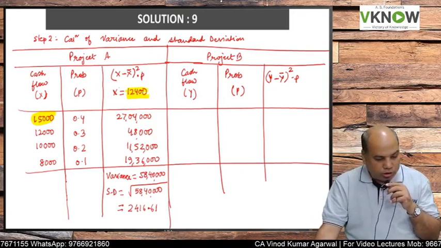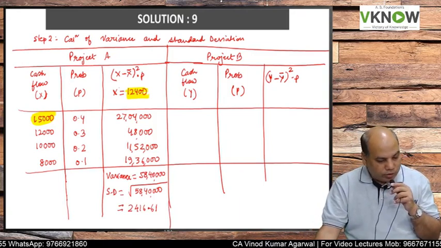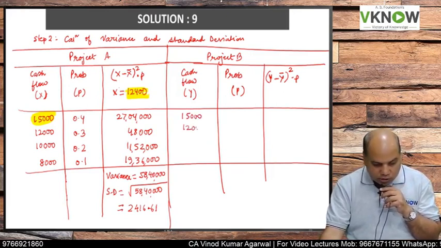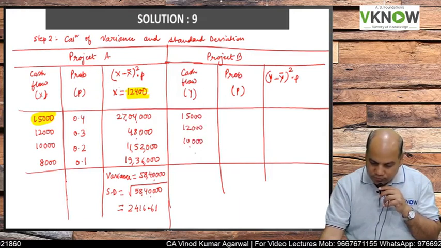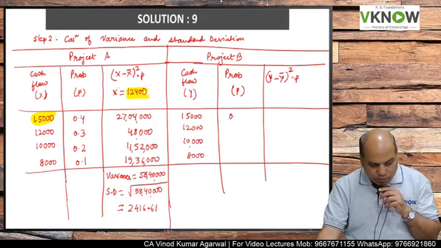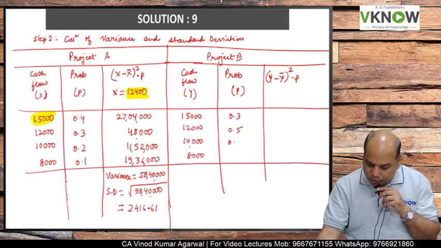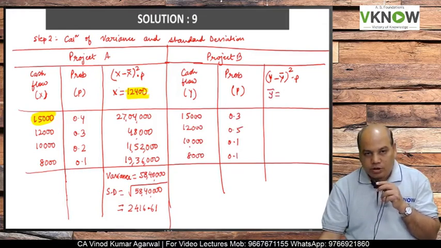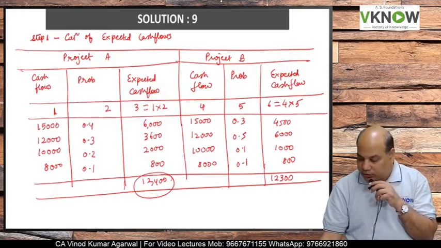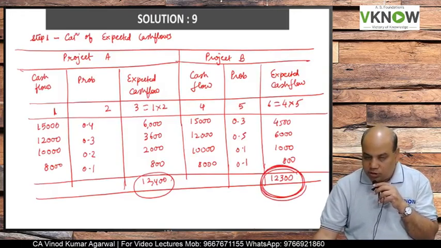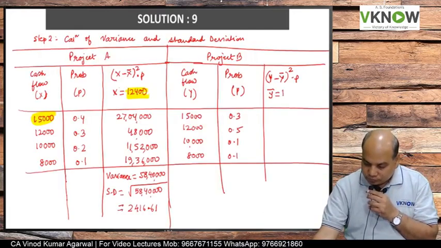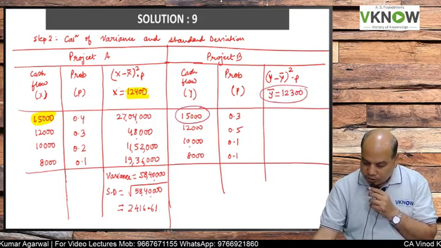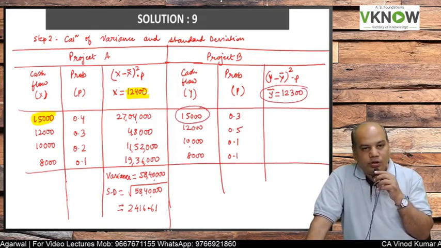No. Now we'll try project B. What is your cash flow in the question book? 15,000, 12,000, 10,000, 8,000. Cash flows are same, but probability is 0.3, 0.5, 0.1, 0.1. And what is Y bar here equal to? It means expected value of project B, 12,300. So you will take 15,000 minus 12,300 into equal to into 0.3.